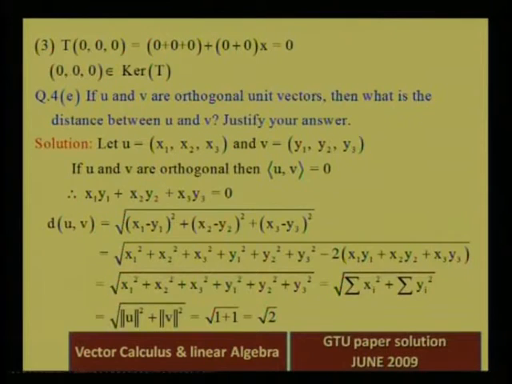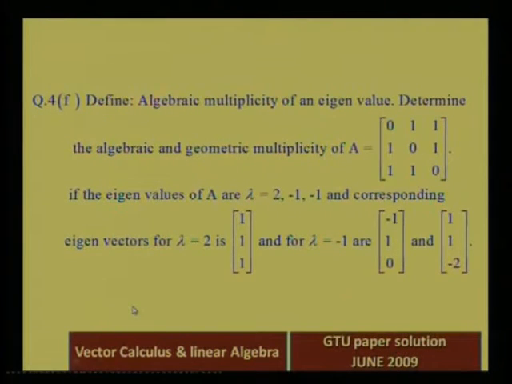Next question. Question 4F. Define algebraic multiplicity of an eigenvalue and determine the algebraic and geometric multiplicity of A, that is equal to the matrix with first row 0 1 1, the second row 1 0 1, and the third row 1 1 0. Here we have a 3 cross 3 matrix. So the number of rows and number of columns both are 3. So this is a square matrix, right?